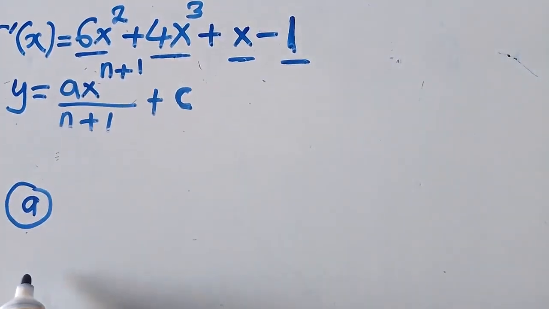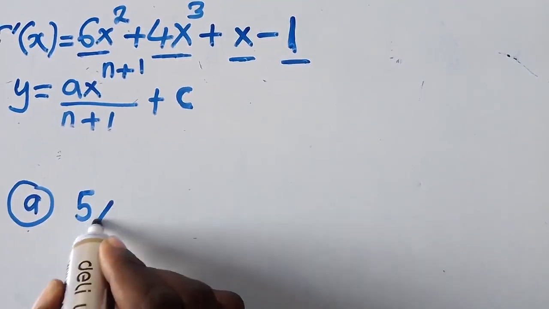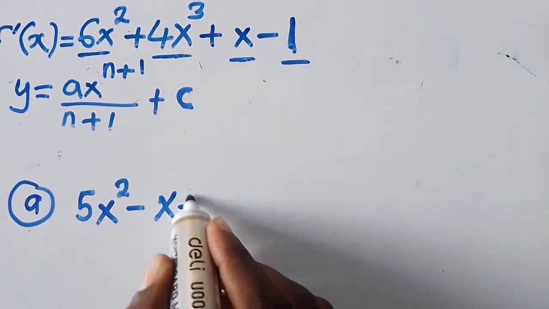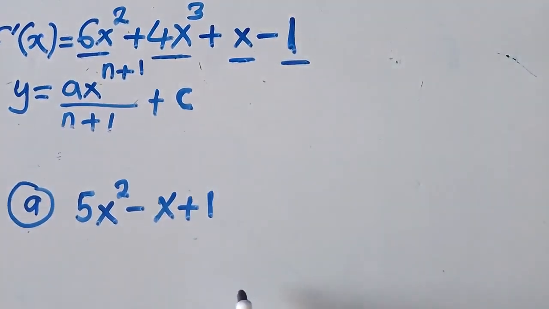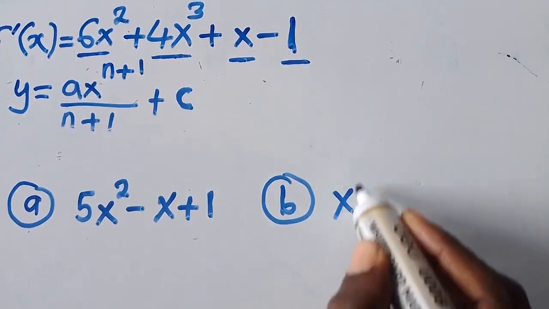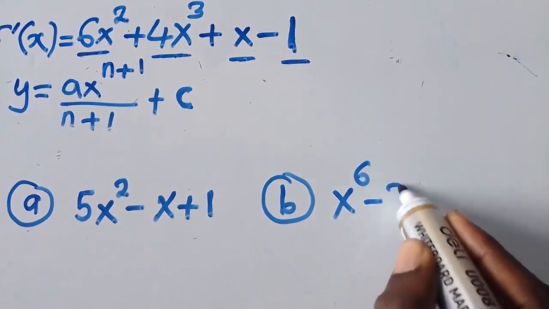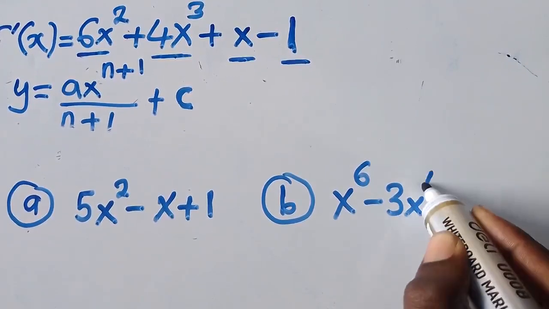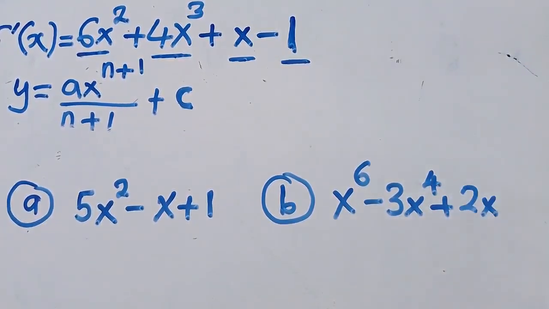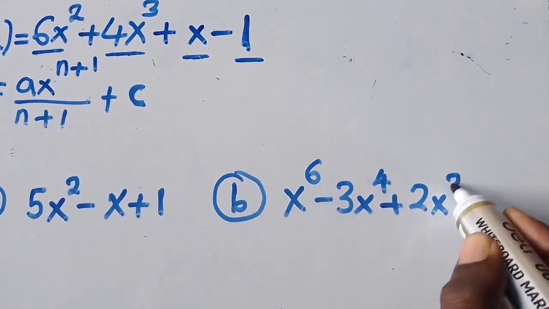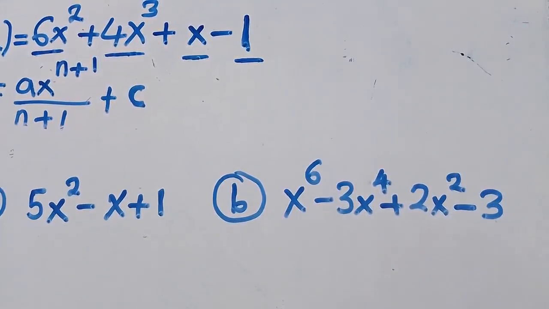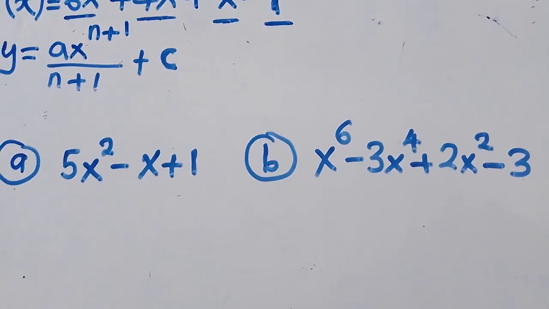So the first one is this one, which is 5x to the power 2 minus x plus 1. I want you to work out this. Then the second is this one, which is x to the power 6 minus 3x to the power 4, then I'll just say plus 2x, to the power 2, like this. Then I'll say minus 3. I want you to work out these two.